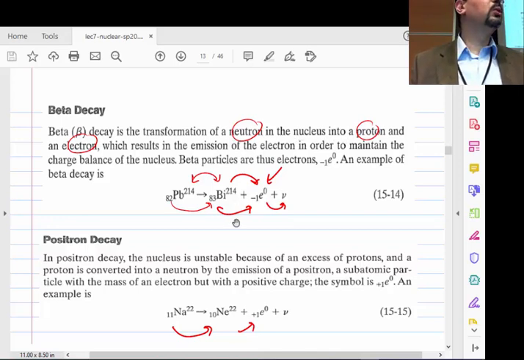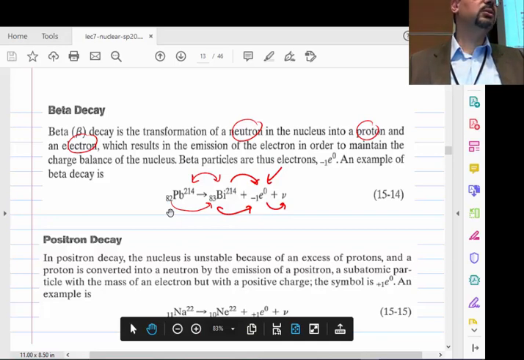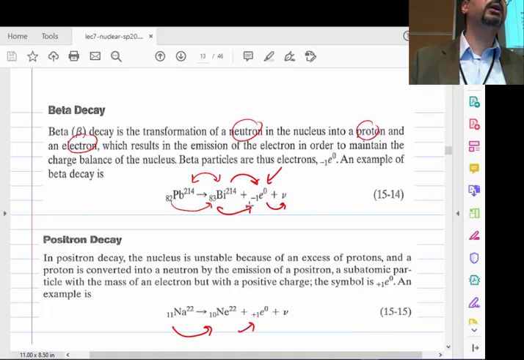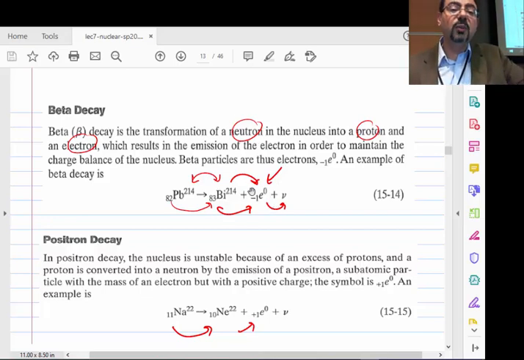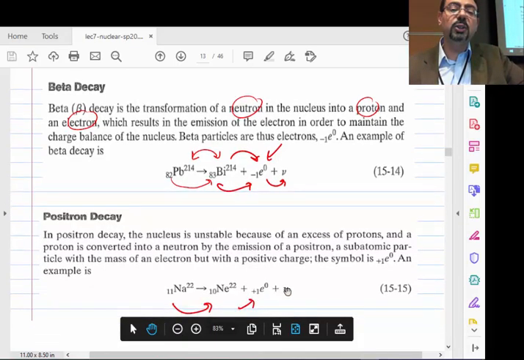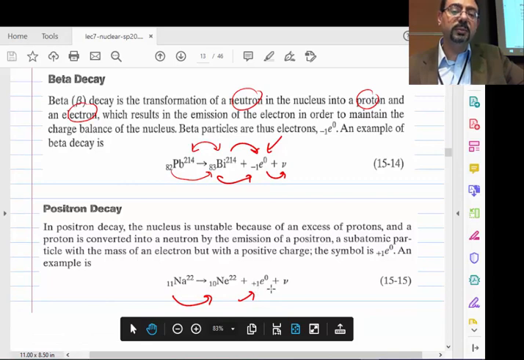So in order to go from a neutron, which is neutral, to a proton, which is positively charged, you basically do this by ejecting a negative charge out. Okay, and so that's what happened. Because it's emitting -1, it ends up going from 82 to 83 while maintaining the same total mass. Right? That's the beta decay. The opposite of beta decay is positron decay, where you eject a positive charge out.